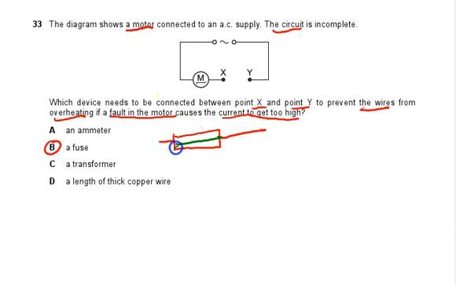Inside here you have a wire. If it overheats, this wire will get disconnected and you won't have the current flowing. Okay, so this is for number 33.